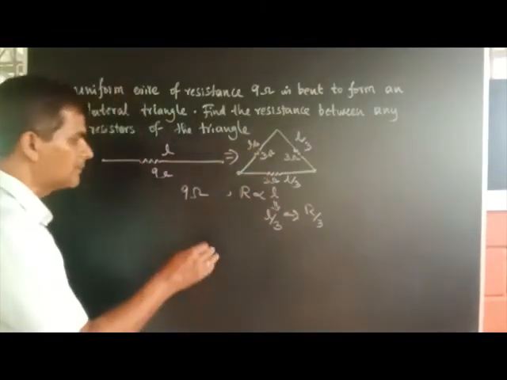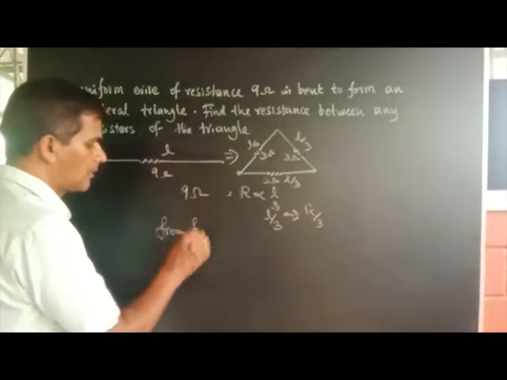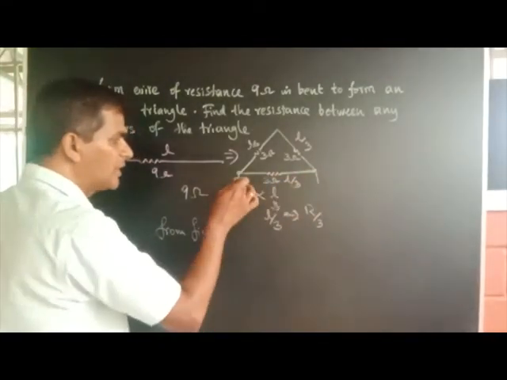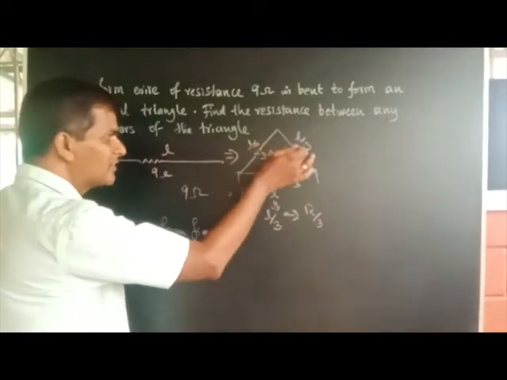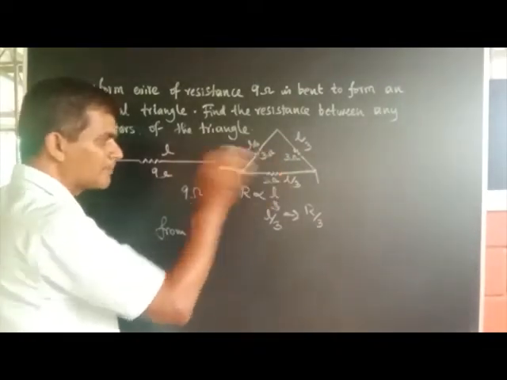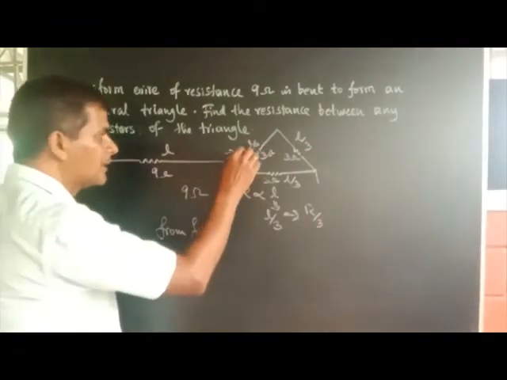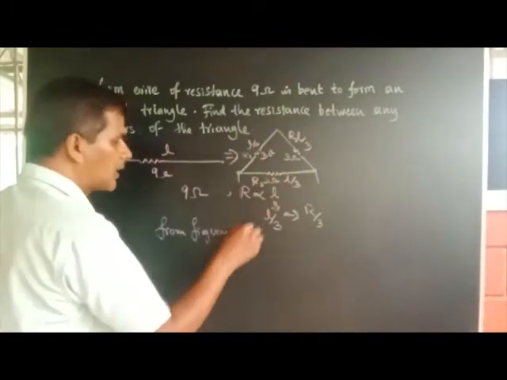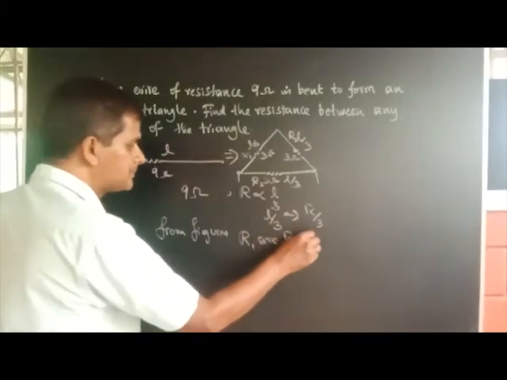Okay, and then we have to find it out. Look at this figure. Suppose you connect a battery, or you apply a potential difference like this. Then these two resistors are in series, and the series combination of these two resistors is parallel to the third one. From the figure, I can say this is R1, this is R2, and this is R3. R1 and R2 are in series.